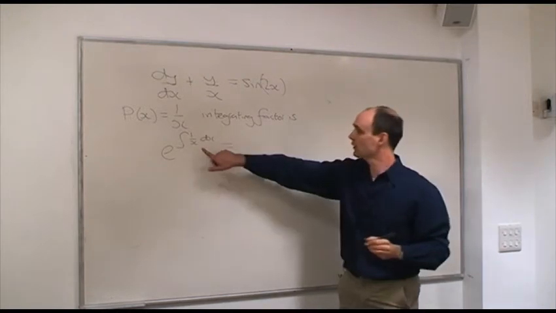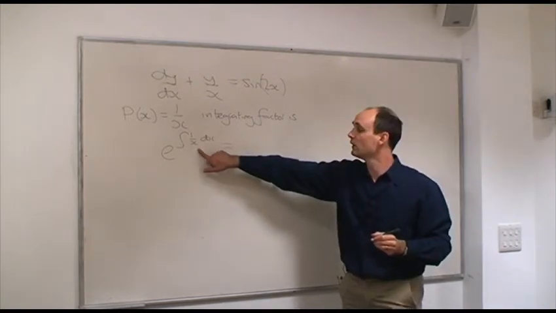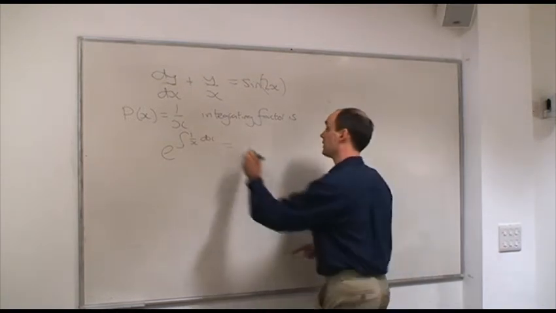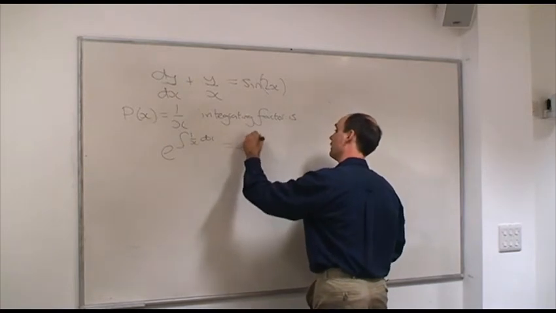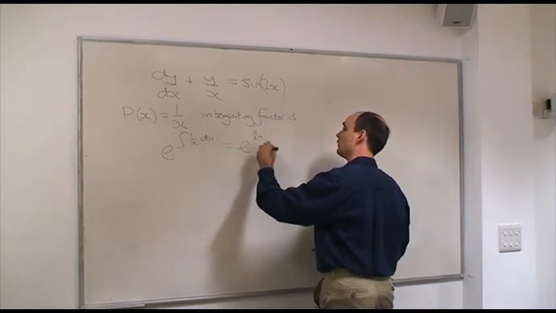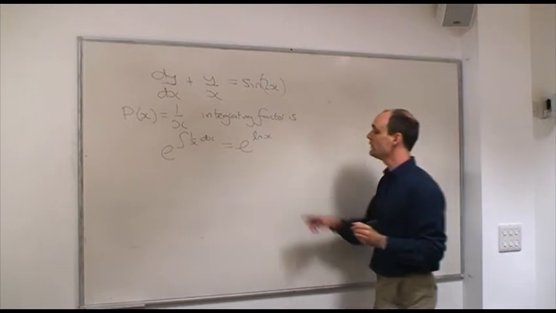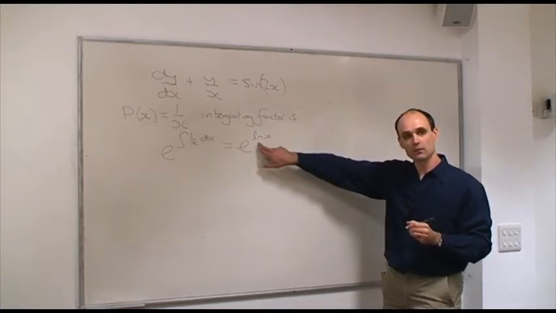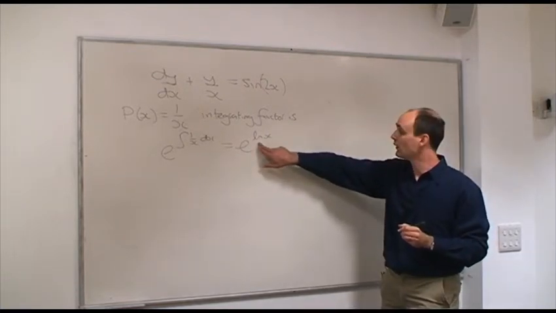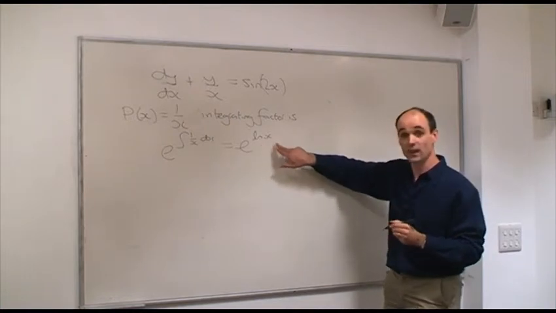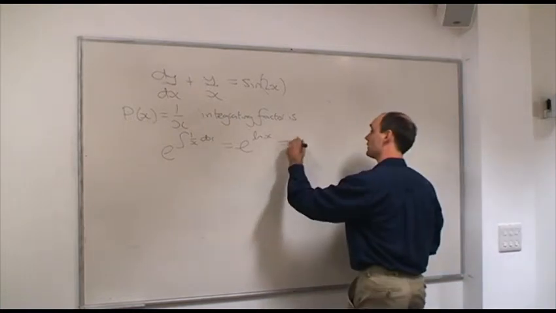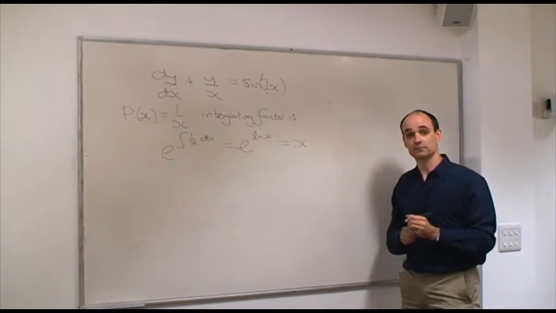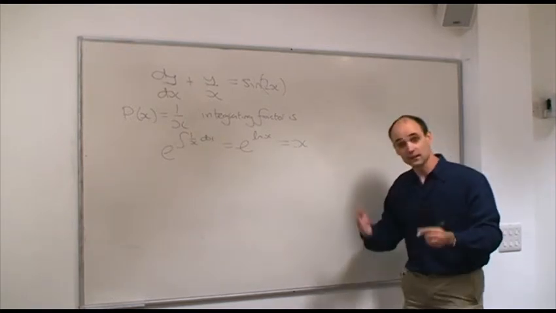And if you've got the integral of 1 over x dx, then that's going to give us a logarithm. So it becomes e to the power of the logarithm of x. And e to the power of the logarithm of something is just that thing. So the integrating factor just becomes x. And there's a little aside.